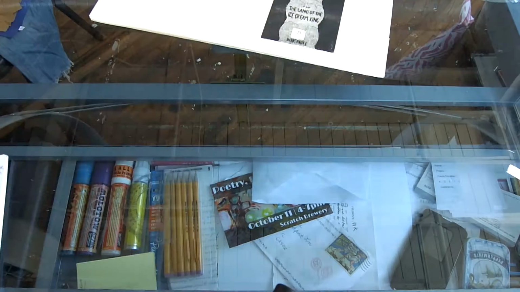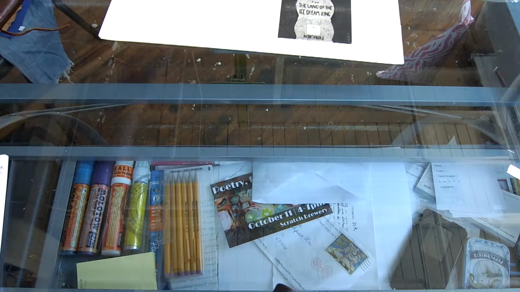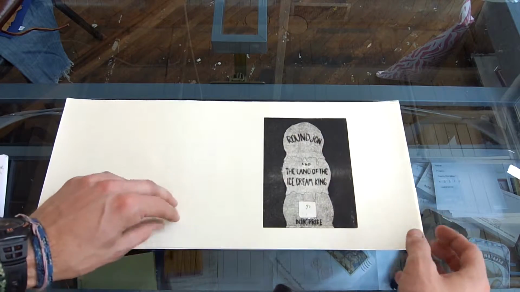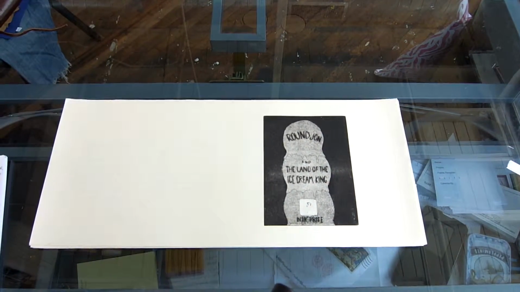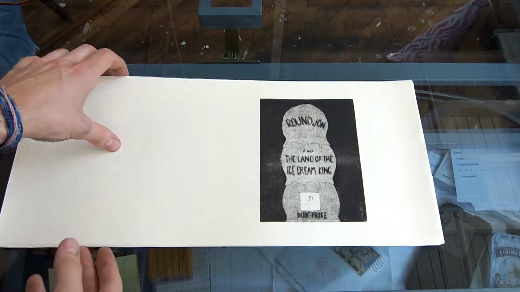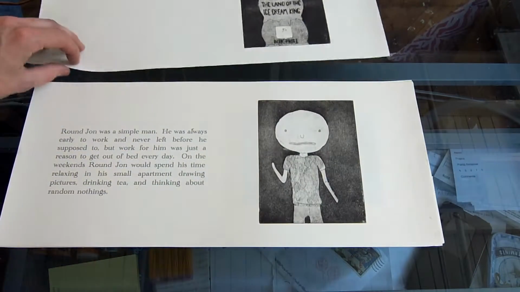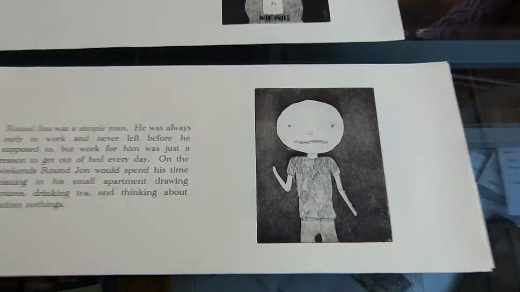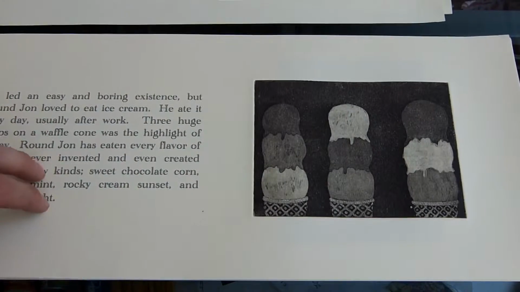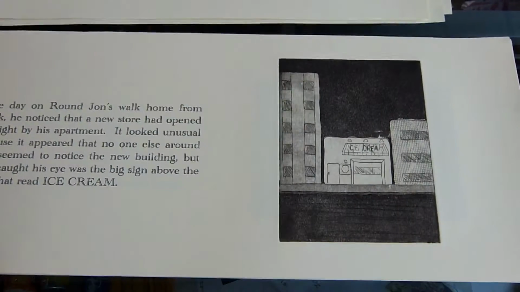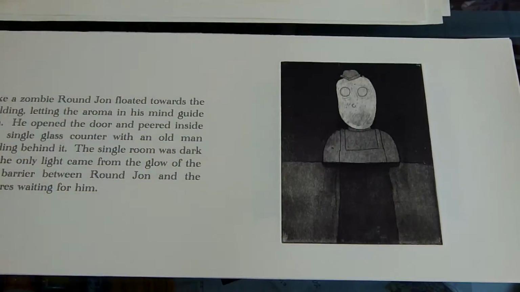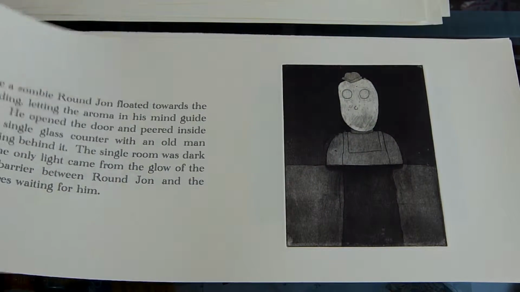The first step in any creation is sketching. The character Round Jon I created many years ago for a project where I illustrated a book entitled Round Jon and the Land of the Ice Cream King. And in this book, it consisted of Round Jon, who we've seen in this animated film, and how his love of ice cream converted into a transportation to this magical land filled with ice cream.